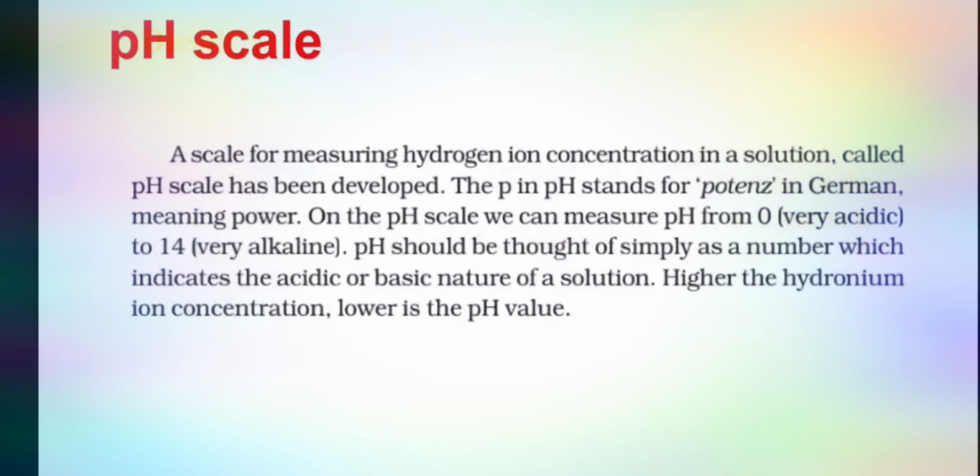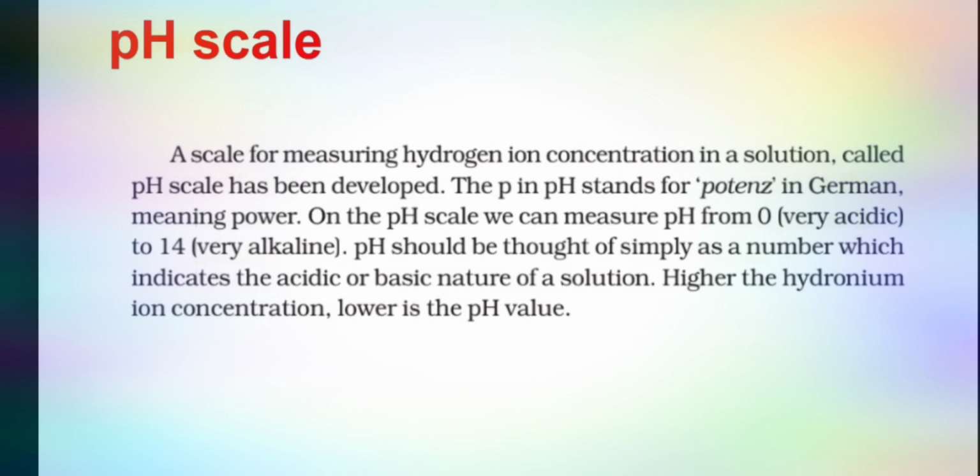Children, we already know that all acids contain H plus ions in common. To measure the concentration of H plus ions in a solution, we use a universal indicator, known as the pH scale. A scale for measuring hydrogen ion concentration in a solution is called the pH scale. The P in pH stands for potenz in German. Its meaning is power. On the pH scale, we can measure pH from 0 to 14. pH should be thought of simply as a number which indicates the acidic or basic nature of a solution.